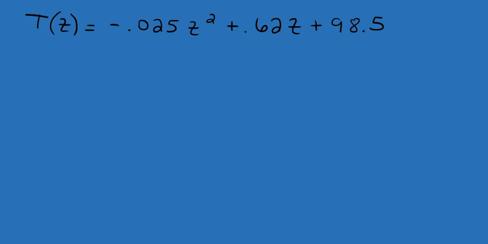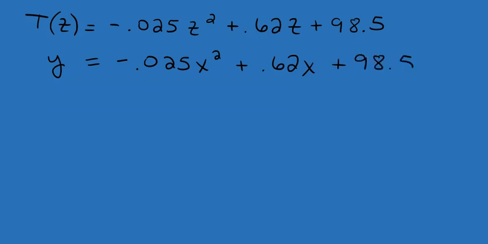Since I'm solving for the vertex, I need to first find the axis of symmetry, and then I can use the axis of symmetry to solve for y. So let me just rewrite this equation to show that T of t is equal to y, and I'm going to change my t's to x's. So this equation becomes y is equal to negative 0.025 x squared plus 0.62 x plus 98.5. Now I can solve for my axis of symmetry. Remember, our axis of symmetry is x is equal to negative b over 2a.